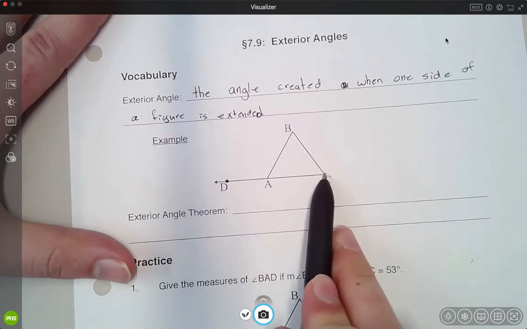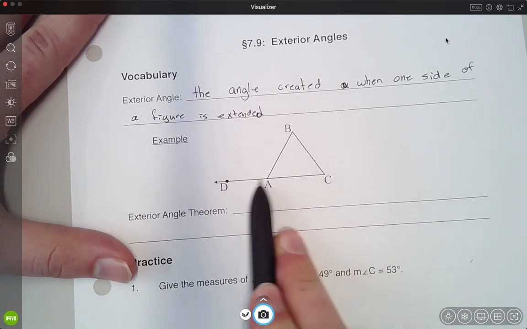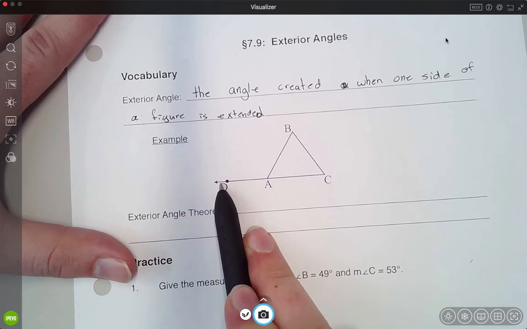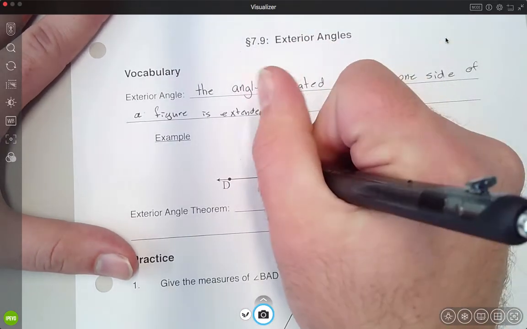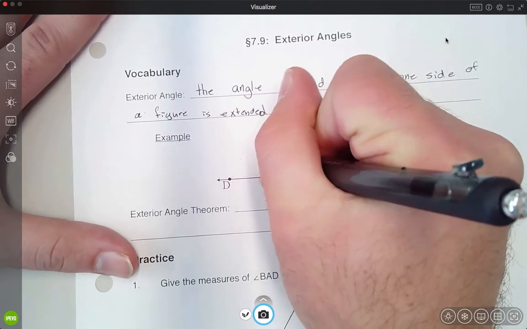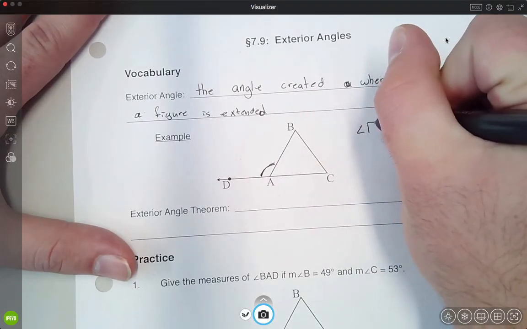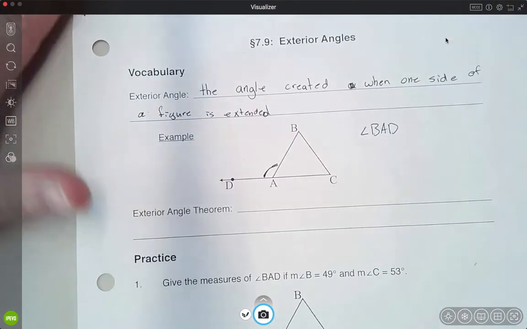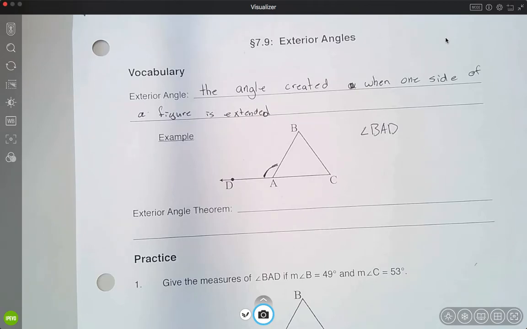So I'm taking one side, if we look at my picture here of this triangle, and I'm extending it out to the left here. Okay, by doing that, I'm creating this new angle on the outside. So angle BAD is an example of my exterior angle.